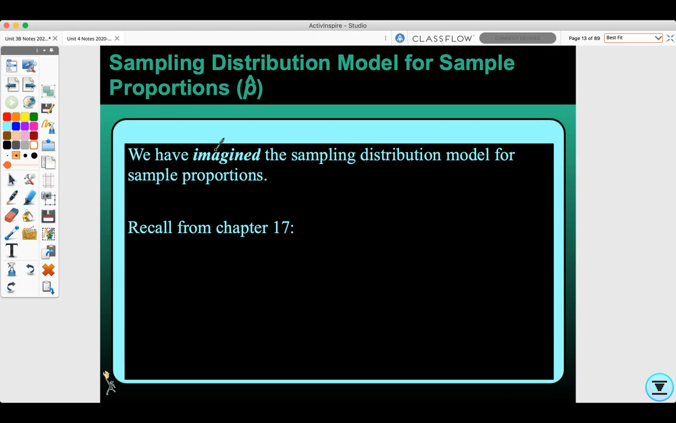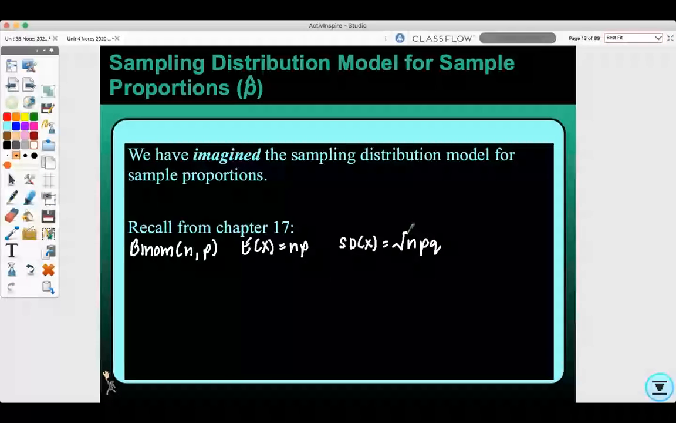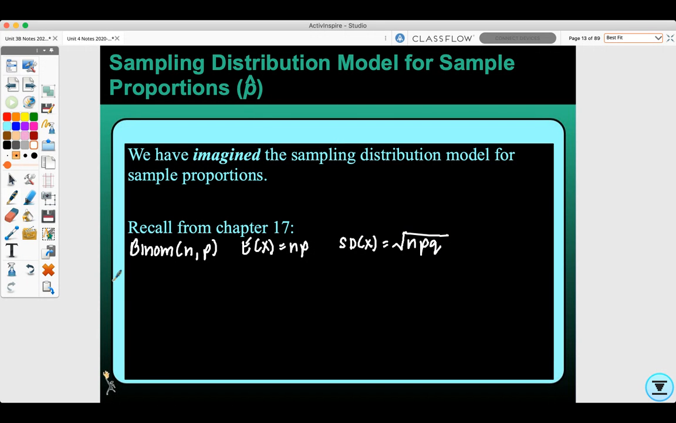Recall from chapter 17 that for our binomial model of n and p, our expected value would be n times p, and our standard deviation was the square root of n times p times q. For this, our expected value of p-hat would be x divided by n.